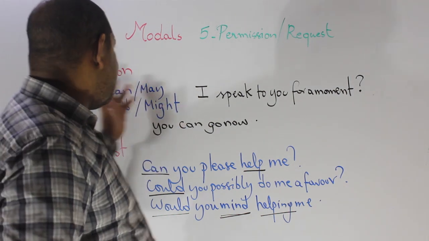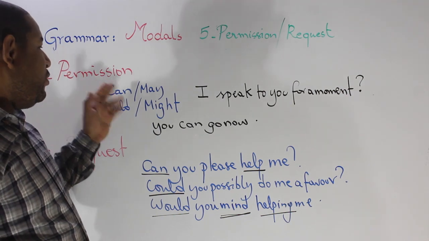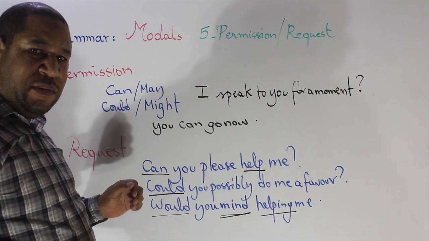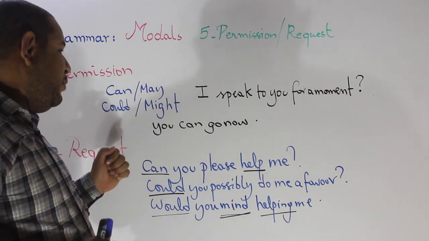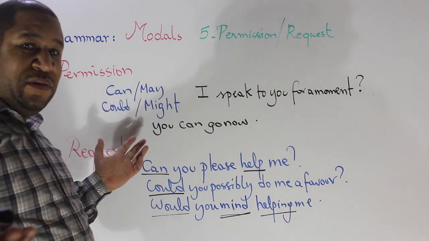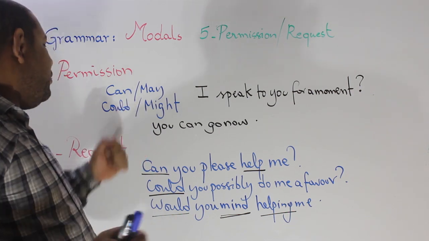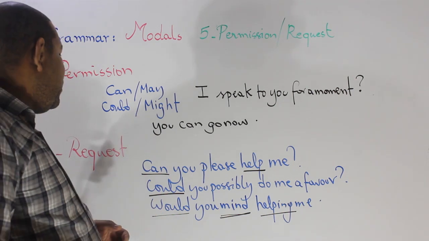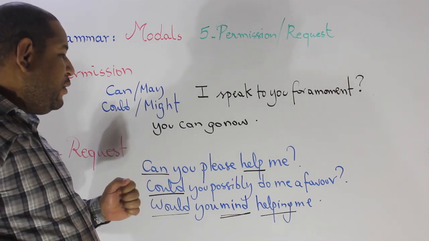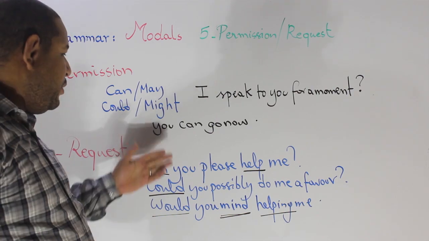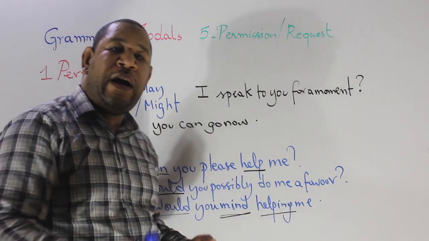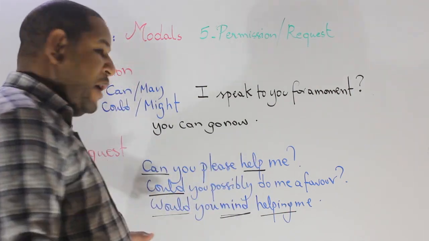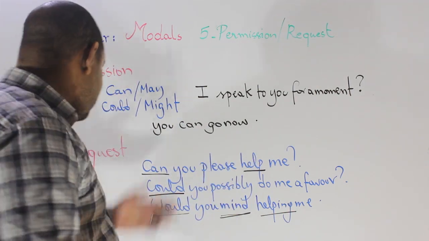Okay? For example, if we want to ask, you can say, can I speak to you for a moment? May I speak to you for a moment? Could I speak to you for a moment? Might I speak to you for a moment? It's the same, just might and could are all the time more formal than can and may. You can grant permission by saying, you can go now. You may go now. Which means I give you permission to go now.